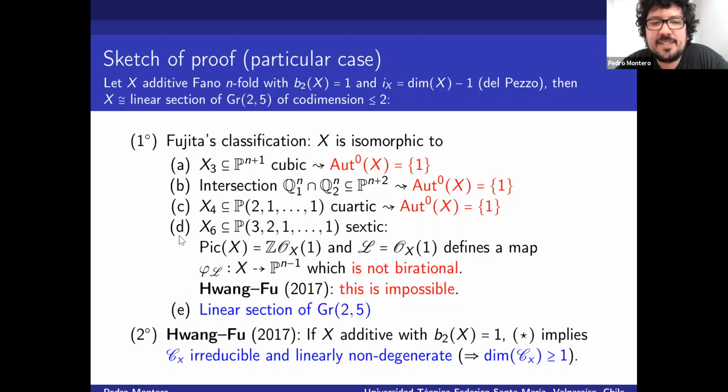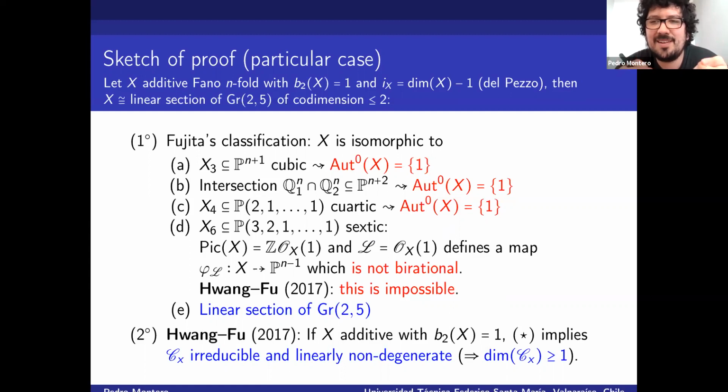The first possibility is more subtle. In this case, you obtain a variety of Picard rank 1. You look at the generator of the Picard group. This is an ample divisor. And I mean, this is very explicit, right? You have equations and you can actually compute what the global sections of this are.